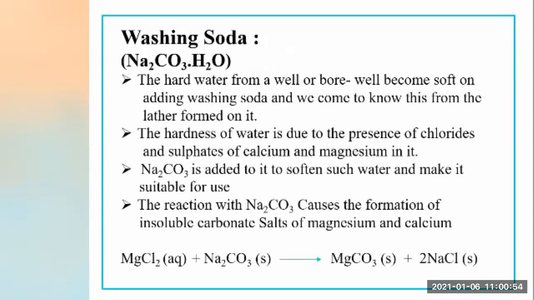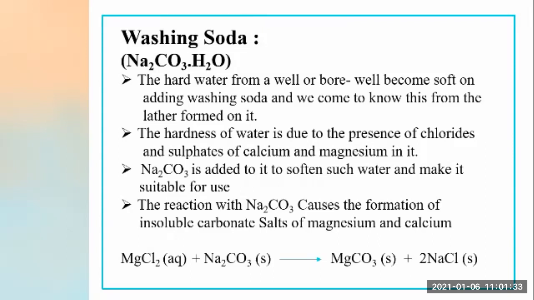Next is washing soda. We are seeing washing soda now. The chemical formula is Na2CO3.H2O. What does .H2O mean? In its crystallization, water molecules are present. Na2CO3 is sodium carbonate, and H2O, the water molecule, is also present.